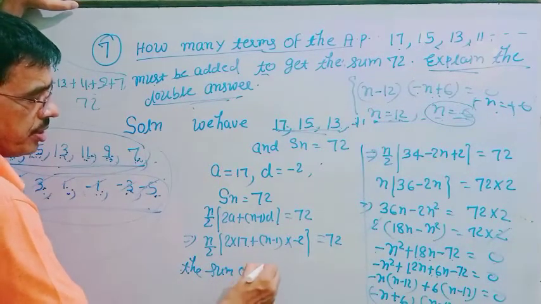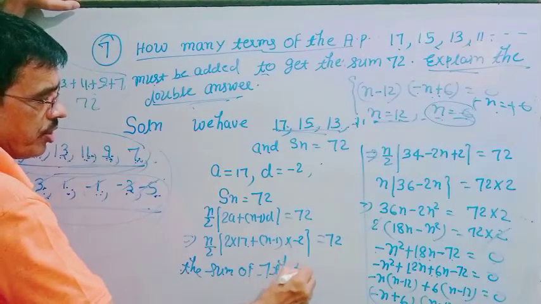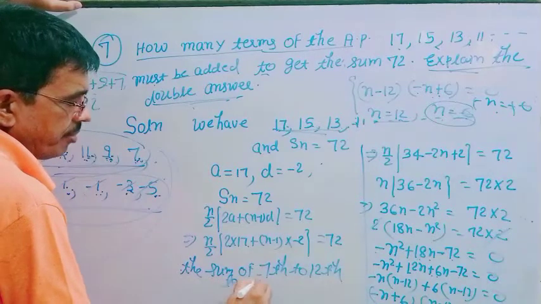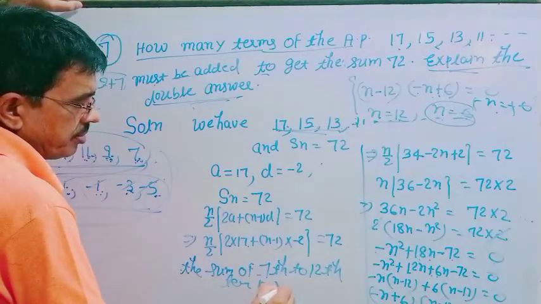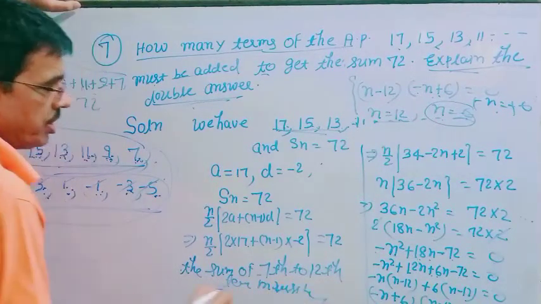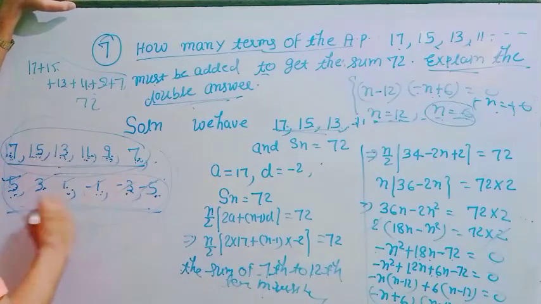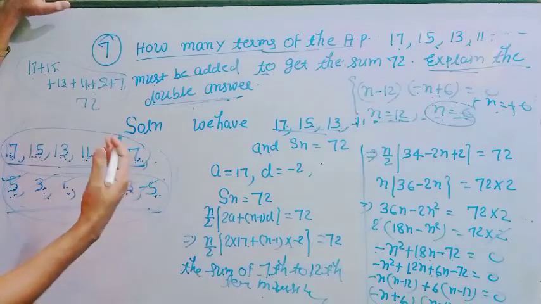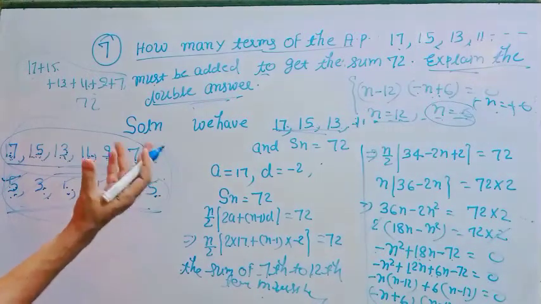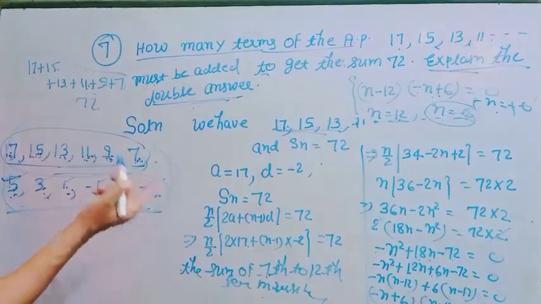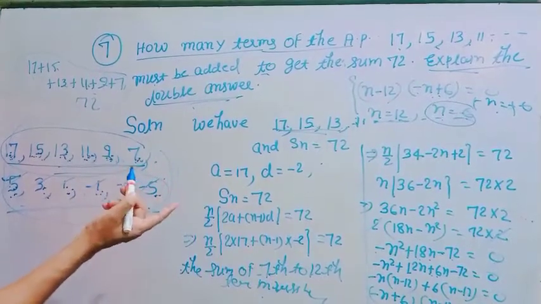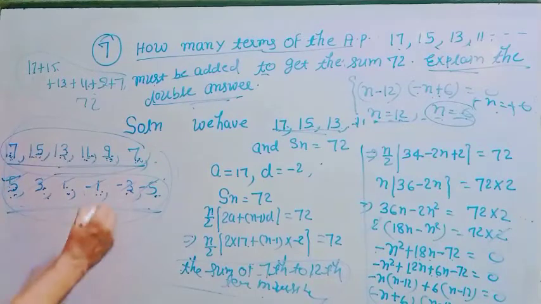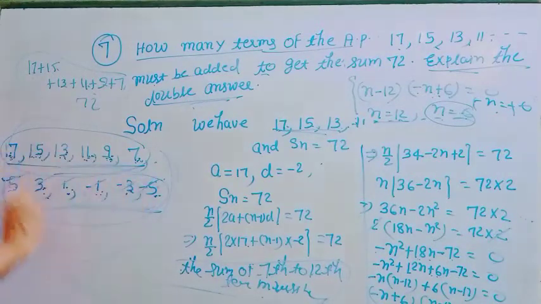So in the explanation you write: it is clear the sum of the 7th to 12th term must be 0. So this is the explanation of how we get two answers, first 12 and another 6. The sum of 12 terms is also 72, and the sum of 6 terms is also 72. So it is the main reason that the sum of the next 6 terms must be 0.